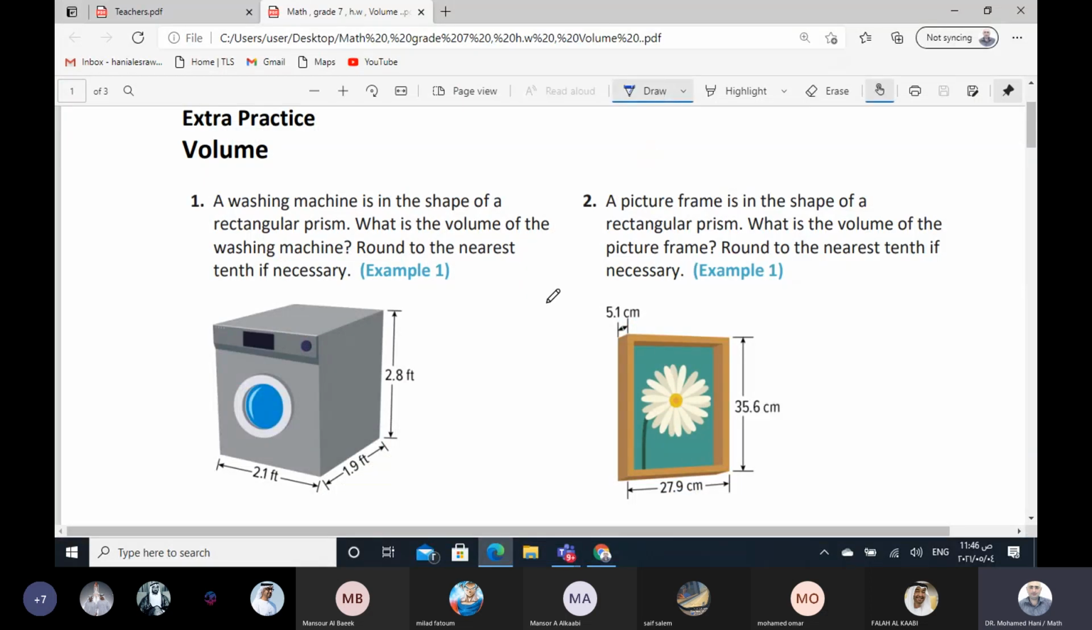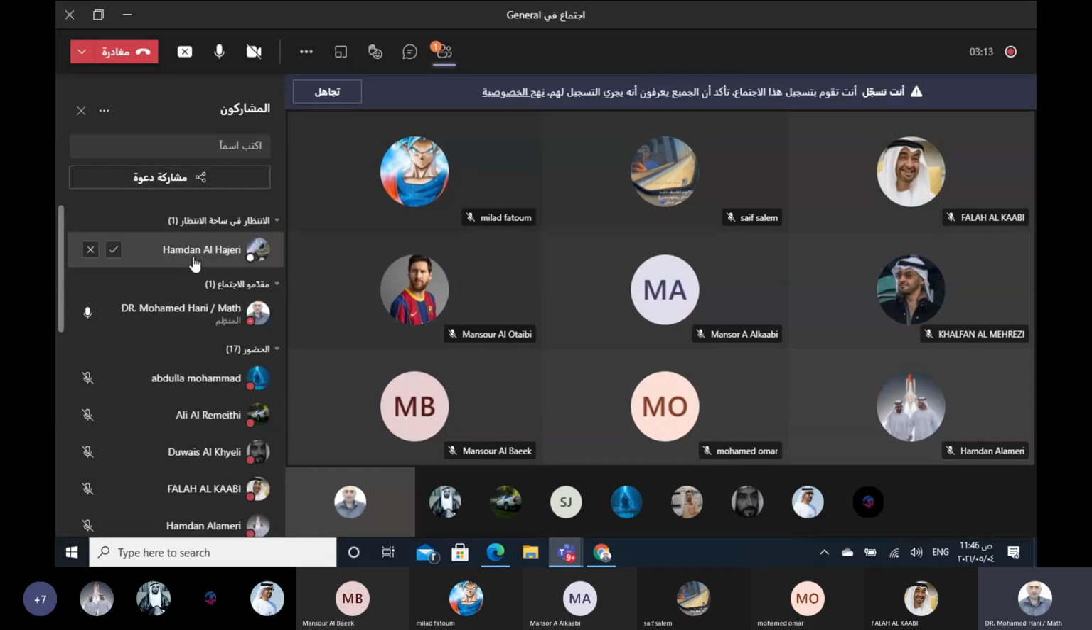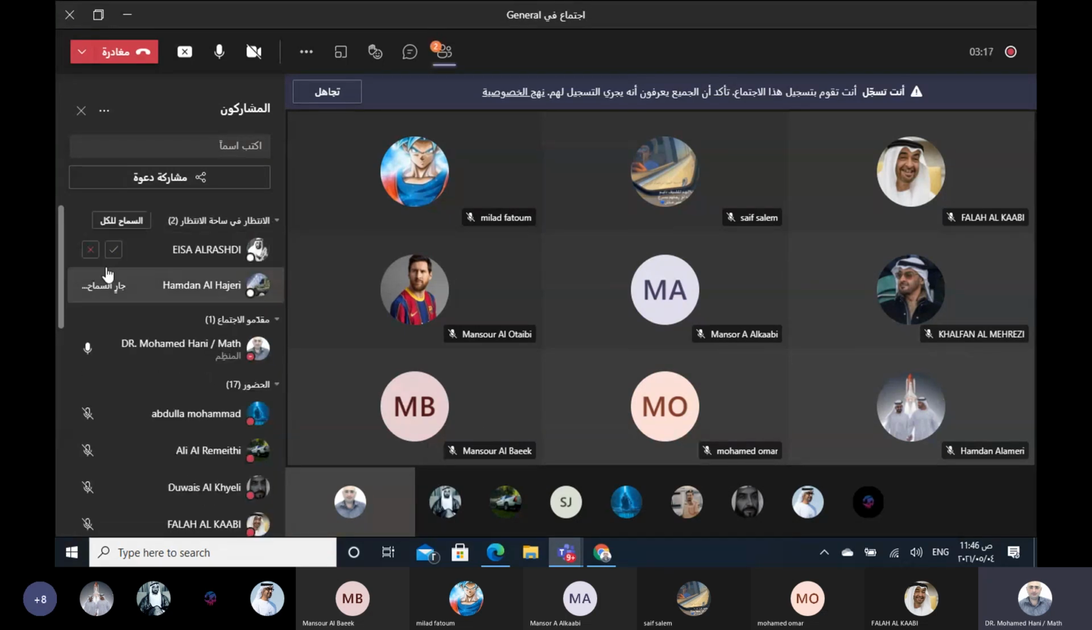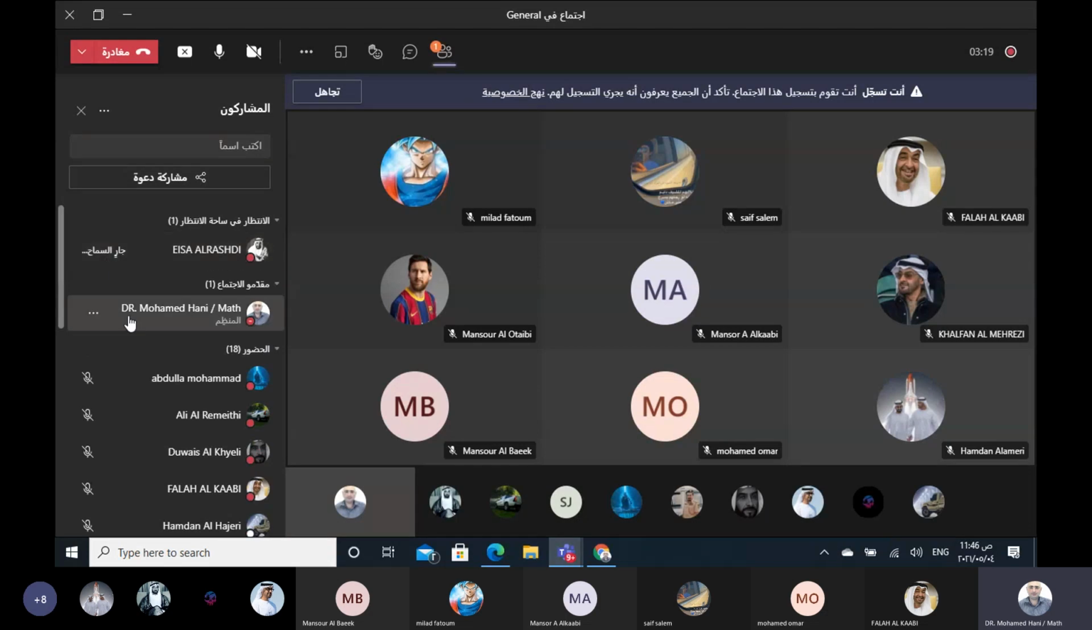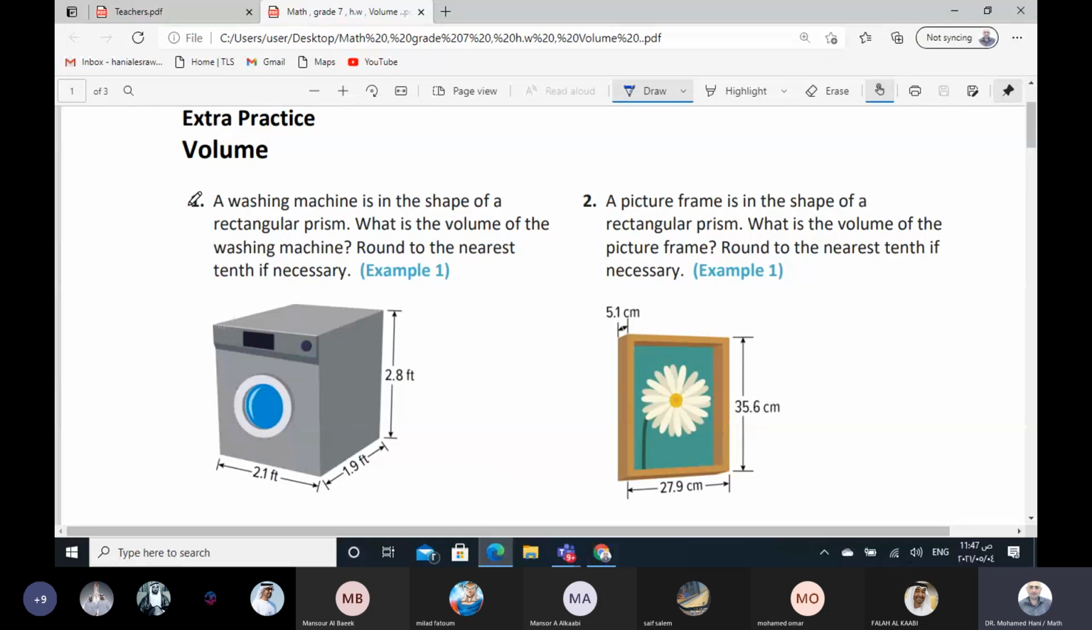Math grade 7. Today inshallah we want to continue our work of the last lesson, the volume. Today we want to revise the volume. We have extra practice. So exercise number 1. Who carried exercise number 1, please? Me, Mister. Yes, Milad.